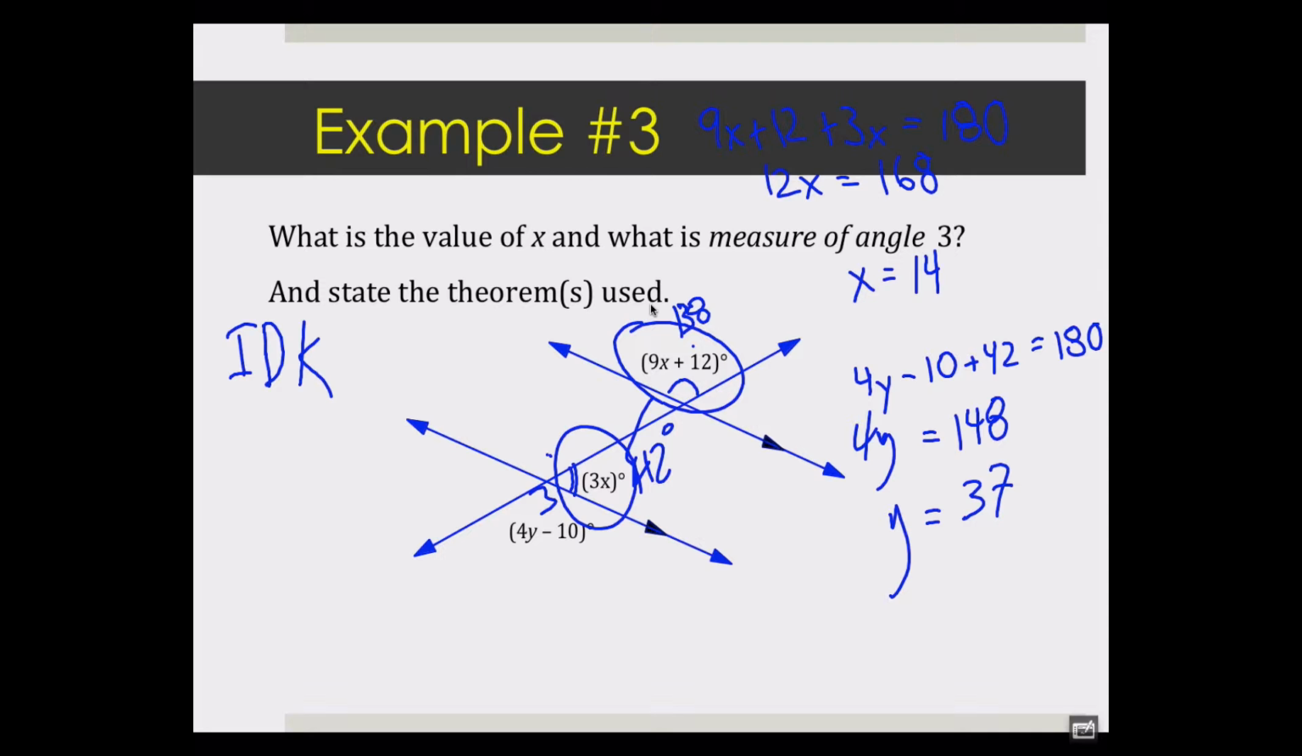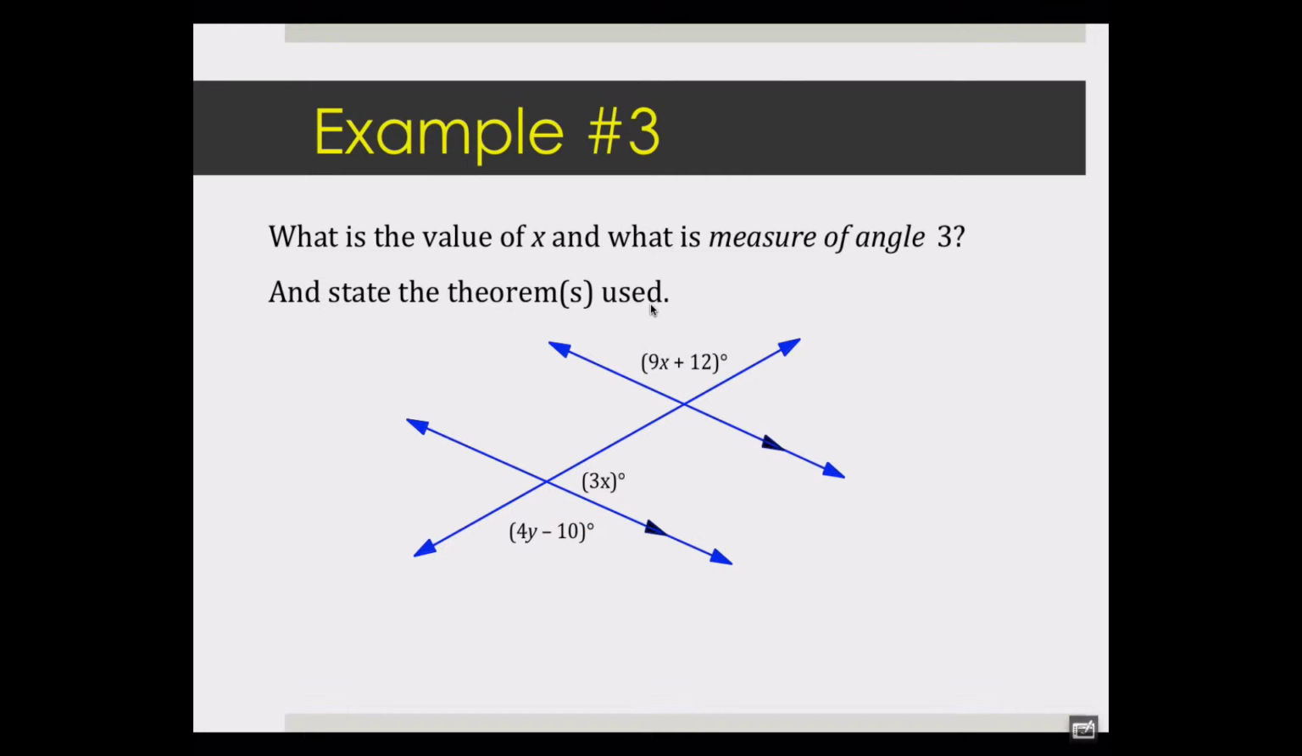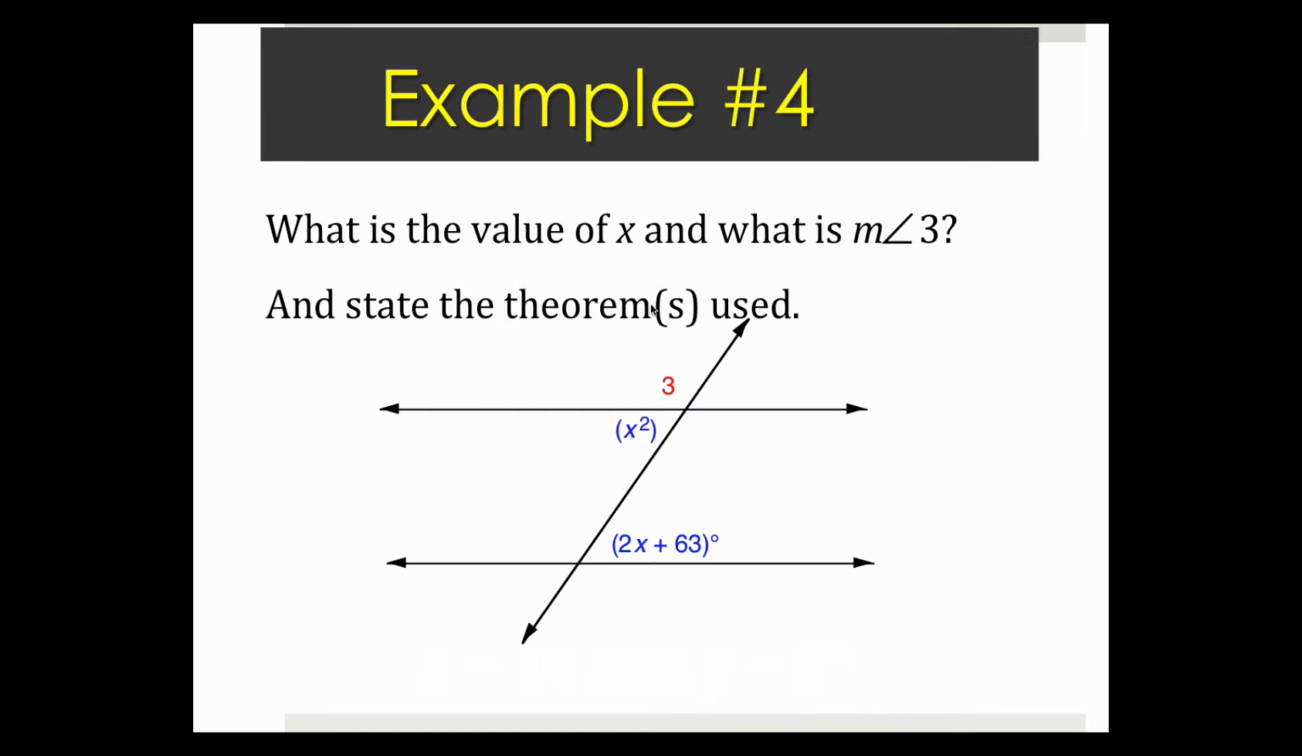Everybody know that one, right? Yeah. Okay, good. Anybody not? Good. Ich weiß nicht. That's German for I don't know. Hey, look, we got the right answers. Woohoo! Next one.